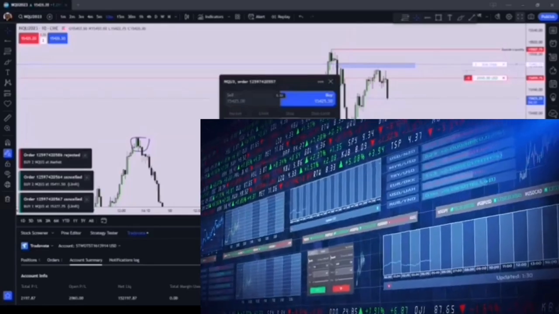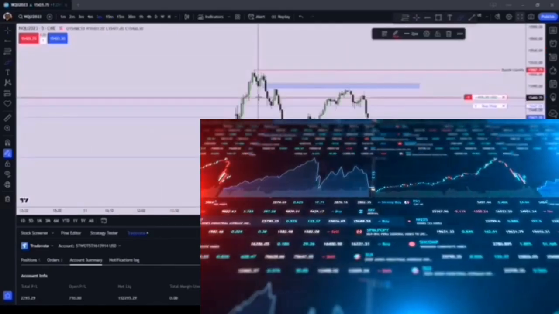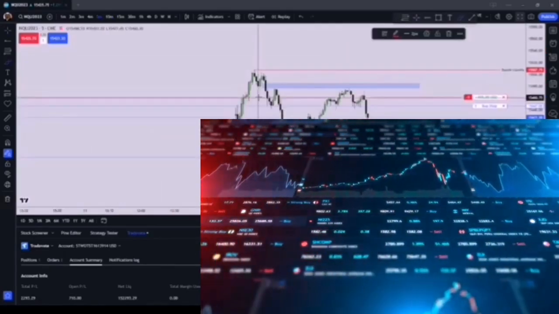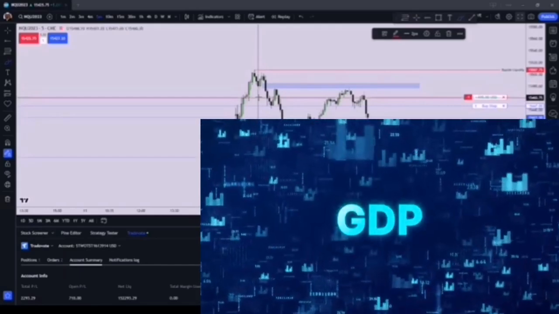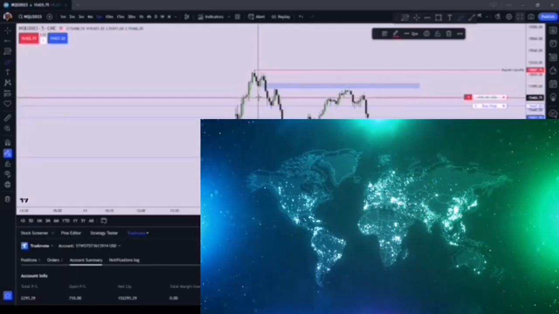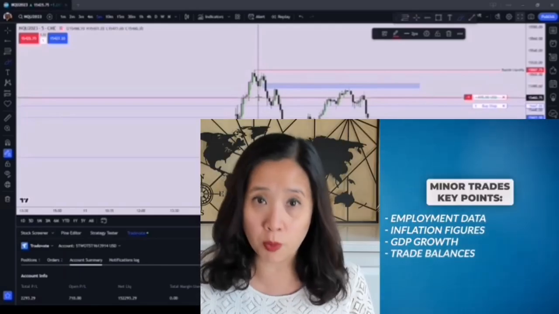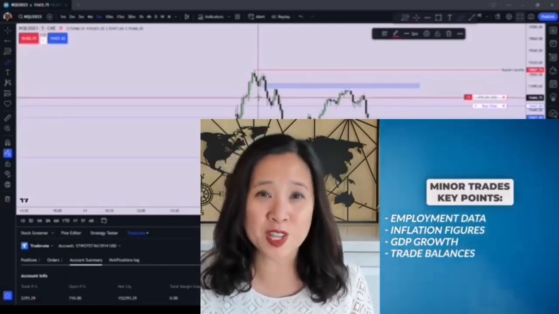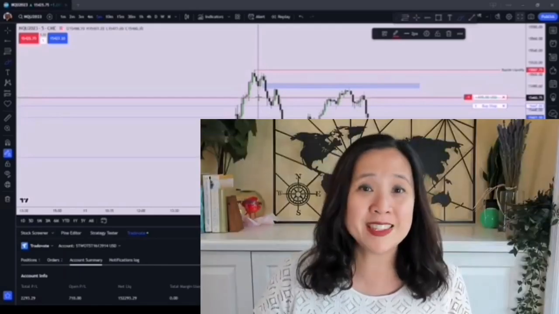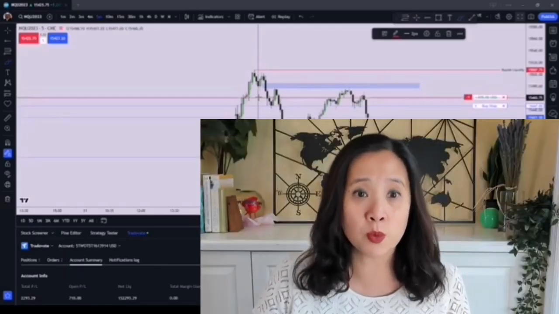Rising inflation might put a central bank to raise interest rates more quickly. Easing inflation might trigger them to lower interest rates more quickly. GDP growth also plays a role. A fast-growing economy typically attracts investment, strengthening the country's currency. Trade balances are important. A country with a trade surplus often sees its currency rise due to increased demand, whereas a country with a trade deficit usually sees its currency weaken.